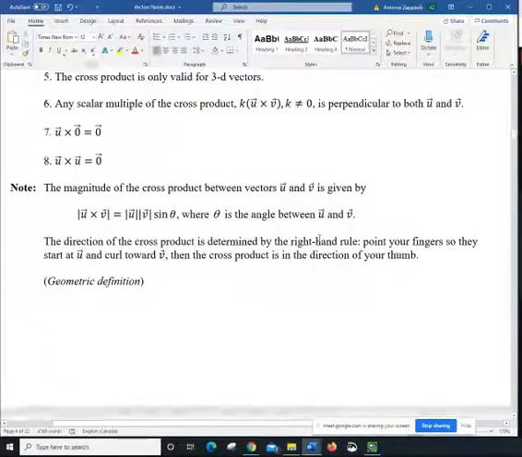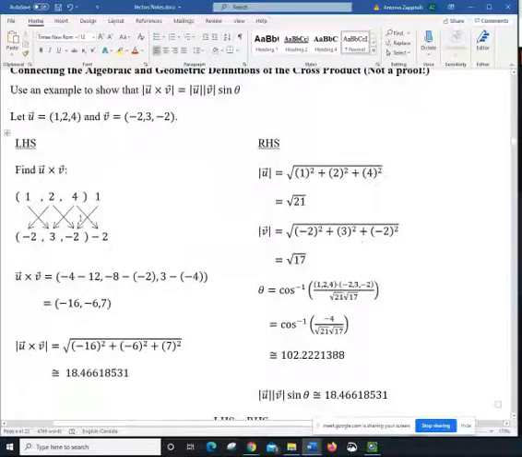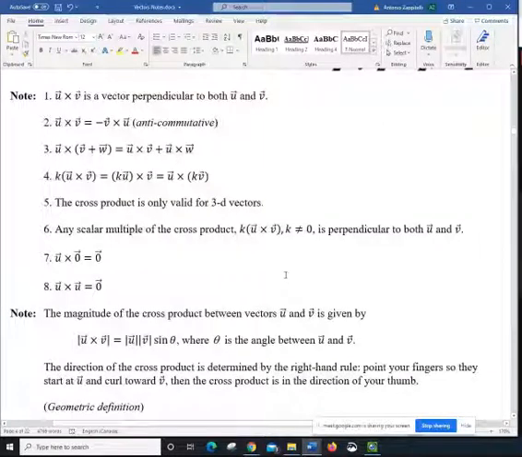Okay. And just in case you're not 100% convinced, here's another example where I show that the geometric and algebraic definitions of the cross product for magnitude are equivalent. Okay, a second example. Okay, anything we want to ask about this here before we go?